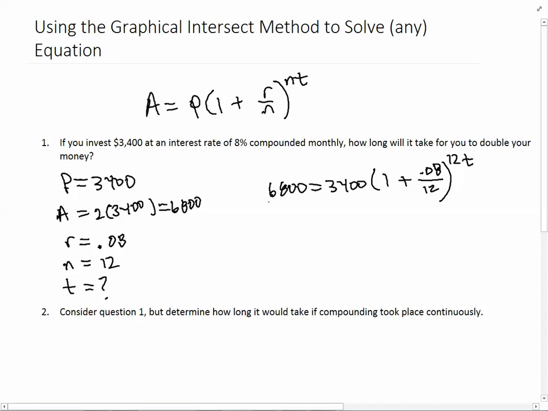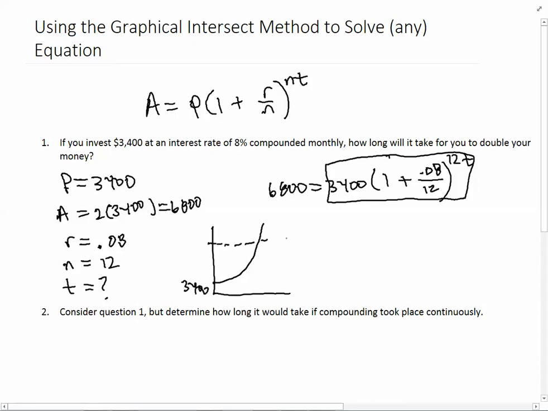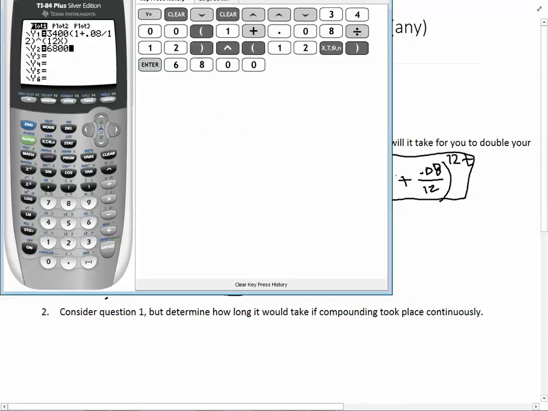Now what I want to do is figure out when this function, well, think about this right hand side. This is a function that is exponential, and it's going to increase from my base of 3,400. And at some point in time, this horizontal line represents when it crosses $6,800. So what I want to graph is 6,800 in one of my y equals windows and this expression in the other. So I have that done here. I have 3,400 times (1 plus 0.08 divided by 12), raised to the power, all in parentheses, 12x. And then y2 is equal to 6,800.